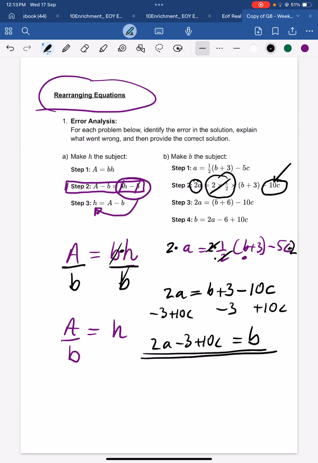The 2 times the half cancels out. So we've got, B plus 3 seems to have turned into B plus 6. Alright, so that seems to be the error there.